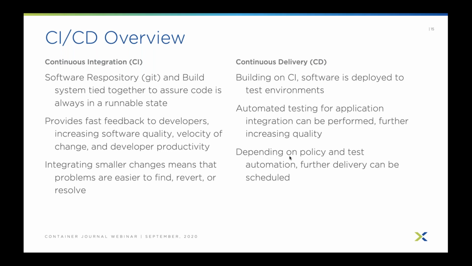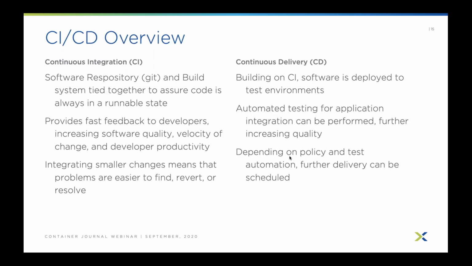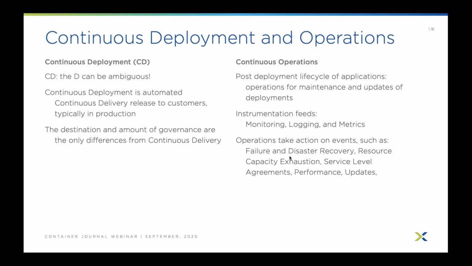Going even further on that, we can then determine policies for that test automation in order to schedule further delivery of this code. And that is where we get to what normally everybody calls a CI/CD pipeline, but that D is ambiguous. Is it just continuous delivery to testing, or is it continuous deployment to automatically, once passing automated software testing, deliver and release that code to customers? And typically this can be production, but this also can be back to staging or other areas, wherever your customers are. It may be internal customers as opposed to external customers. Therefore, the difference between continuous delivery and deployment is really the destination and the amount of governance to allow that automated delivery.